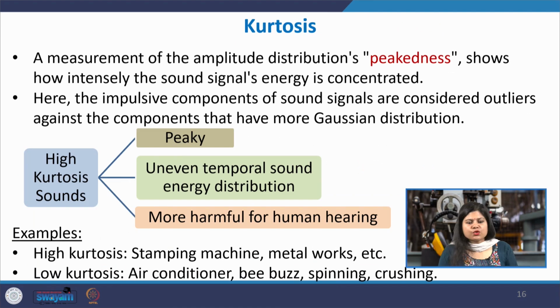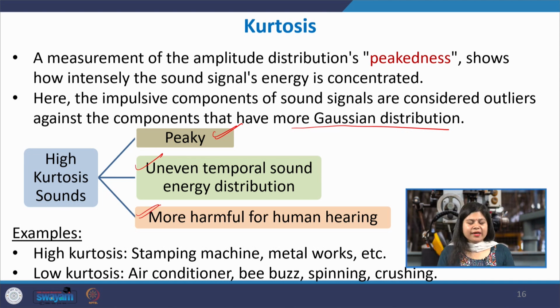What does that mean? In that sound signal, how is the pressure data distributed, how peaky it is, which means is the distribution smooth, or are there certain short or transient events, with a certain high intensity or a certain low intensity event. So, how far away it is from the Gaussian distribution gives you the kurtosis of a sound signal. High kurtosis sounds would appear more peaky in the signals you obtain. They have a more uneven temporal sound energy distribution, and they are also more harmful for human hearing.